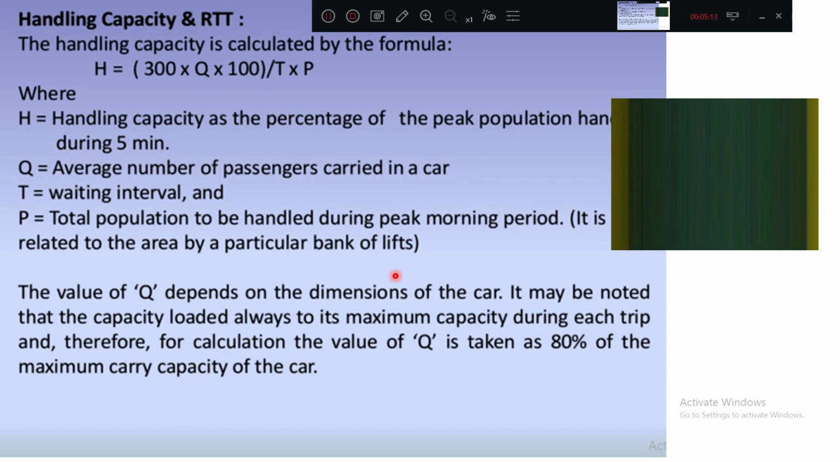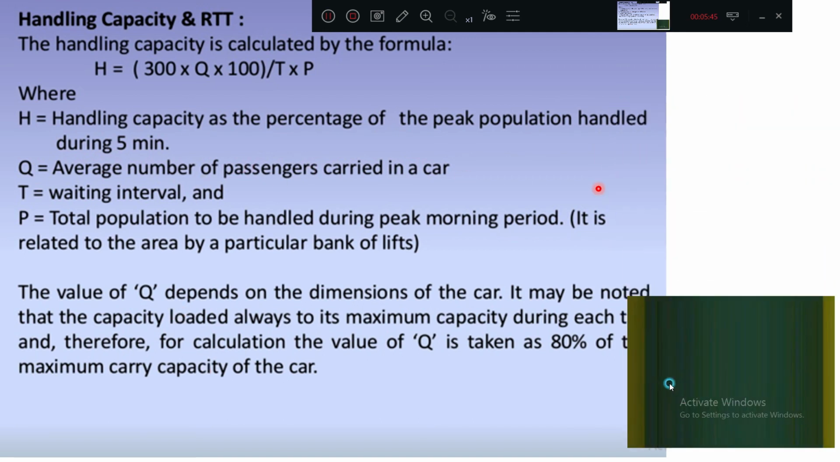If the dimensions are more, capacity Q will be more. It may be noted that the lift is loaded always to its maximum capacity during each trip, meaning it is designed for maximum capacity. Therefore the calculation value of Q is taken as 80% of the maximum carry capacity of the car. If it can carry 10 persons, Q is considered as 8 persons. So Q is the average number of passengers using the lift.